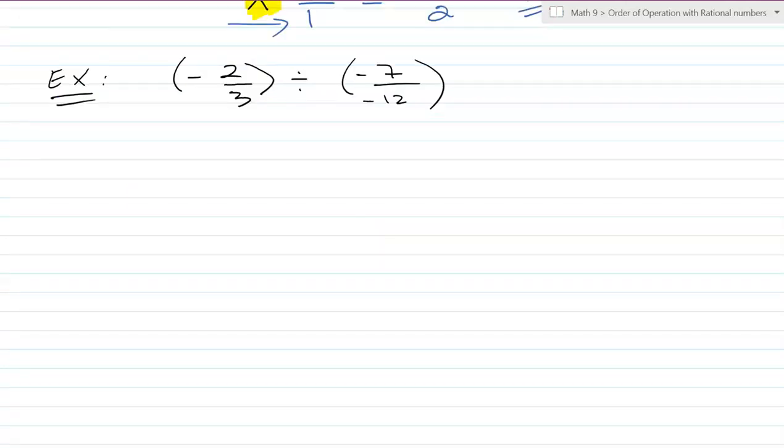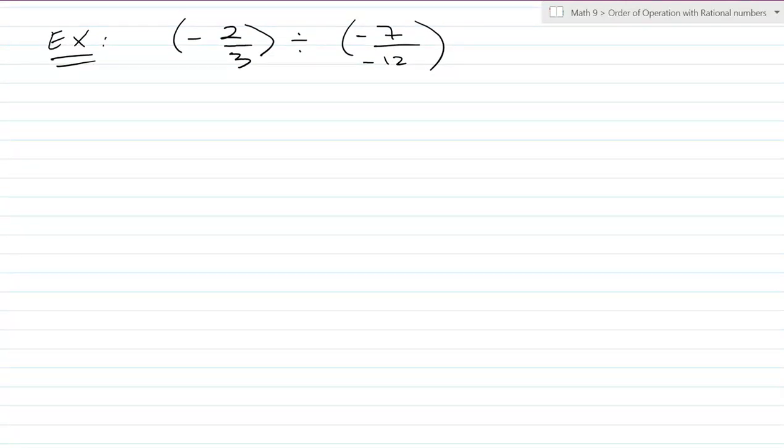Okay, look at this question. Negative 2/3 in brackets divided by negative 7 over negative 12. First let's simplify this as much as we can. Notice that there is a division of two numbers with the same sign, so immediately you can change that to positive. So I'm going to rewrite the question: negative 2/3 divided by 7 over 12. You can do that right away because two negatives dividing each other becomes positive.